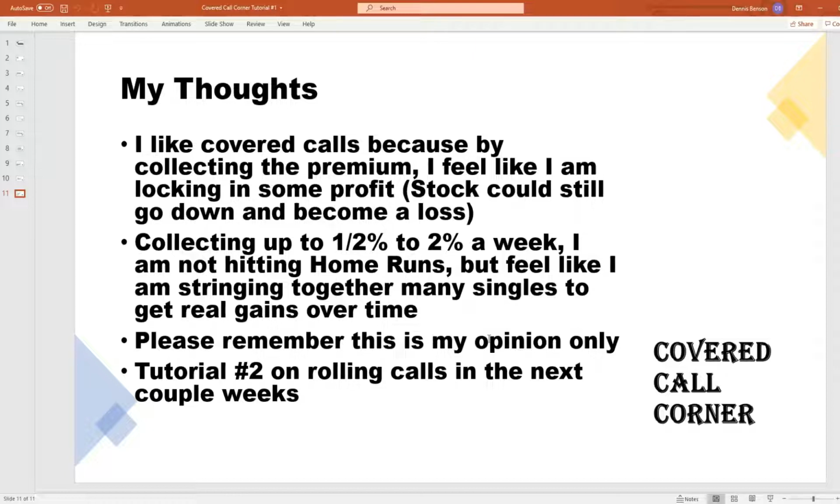Please remember, this is my opinion only. I am not an investment advisor. I'm not licensed by the SEC. This is an opinion piece. I'm giving you my information.